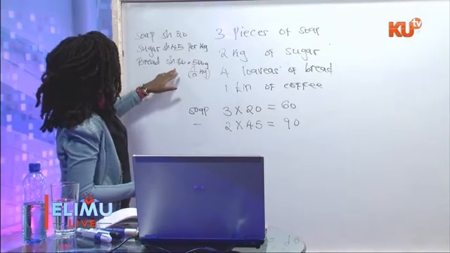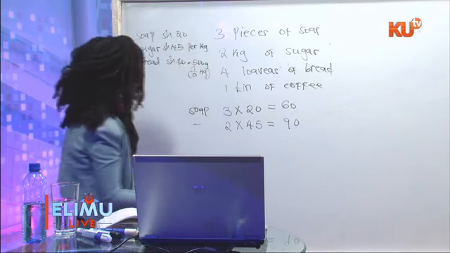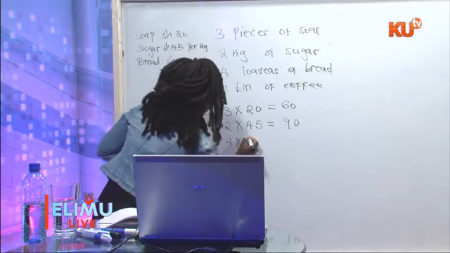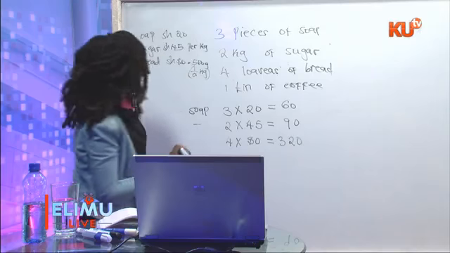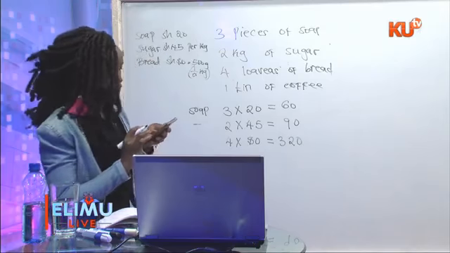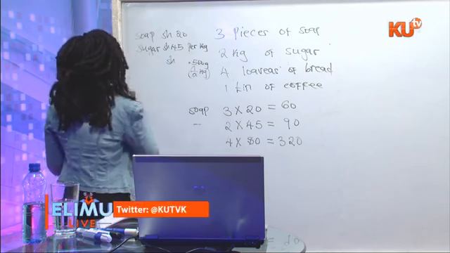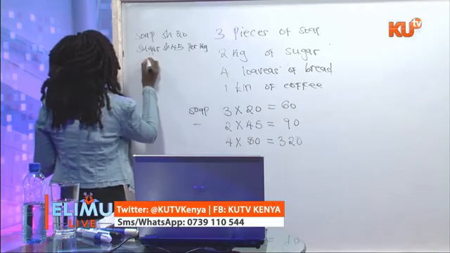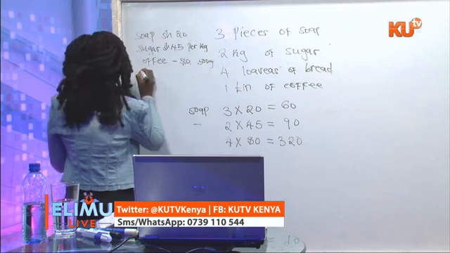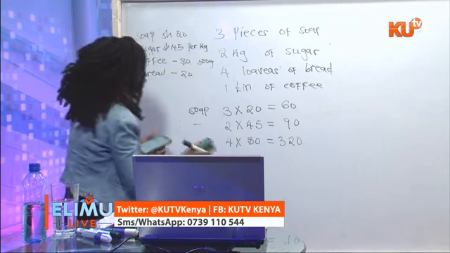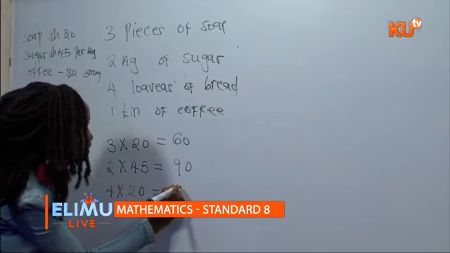And 1 loaf costed 80 shillings. That is per 500 grams. So 1 loaf of bread is 500 grams. So we are going to take the number of loaves, which is 4, times 80. So that is 4 times 80, we get 320. And then, let me see the cost of the coffee. Wait, sorry. Bread costed 20 shillings, this was coffee. Let's correct here. So coffee was 80 shillings per 500 grams, sorry for that. And then we had bread, which costed 20 shillings per loaf. So here we are going to change this. Bread costed 20 shillings, so it is 4 times 20, we get 80 shillings.